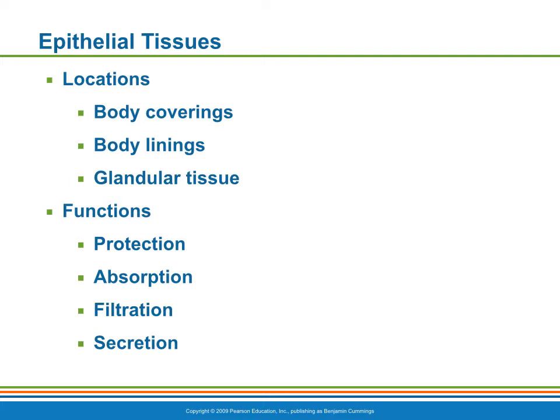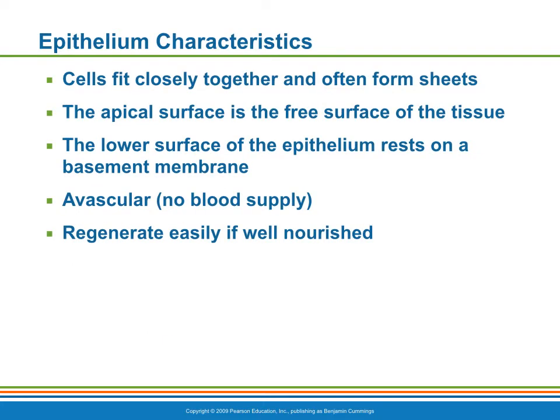Now, the functions of epithelial tissue are protection, absorption, filtration, and secretion. Now, there are special characteristics of epithelial tissue. They are composed of closely packed cells with little extracellular material between them. Right? Not compared to when we get to the connective tissue, we'll talk about how there is a lot of extracellular material in between connective tissue.